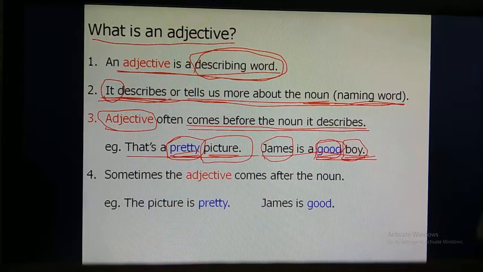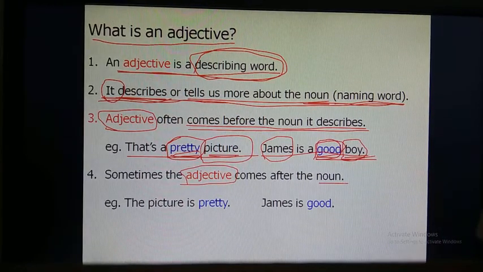Number 4, sometimes the adjective comes after the noun. Number 3 and number 4 are both the same rule with variants. Sometimes the adjective comes after the noun. So number 3, the adjective comes before the noun it describes, and number 4, the adjective sometimes comes after the noun. For example, the picture is pretty. Now pretty is the word which is describing the noun picture, therefore pretty is an adjective.